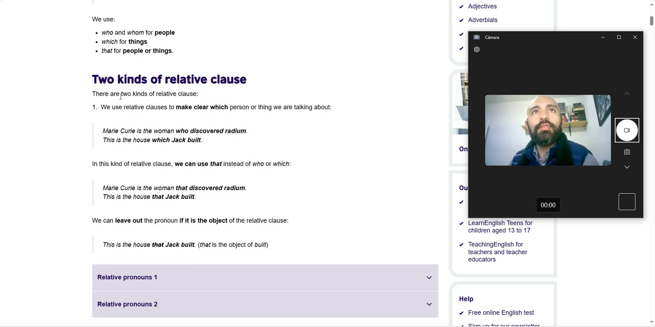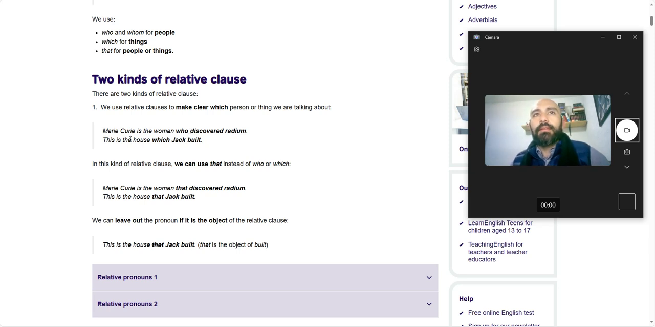Okay, and we have two kinds of relative clauses. The first one is to make clear which person or thing we're talking about. As I said, maybe you have more than one person or more than one thing, and you really want to put some emphasis on which person is the right one, or who is the person who is doing this and not the other one, right? And then we have: Marie Curie is the woman who discovered radium. So there are many women in the world, but Marie Curie is the one that discovered radium. So she's the one who discovered radium.